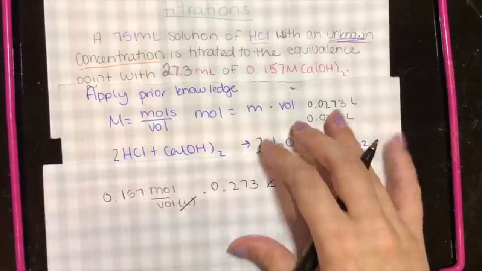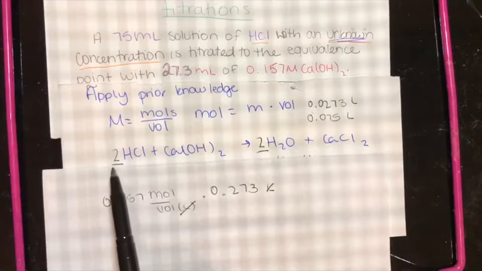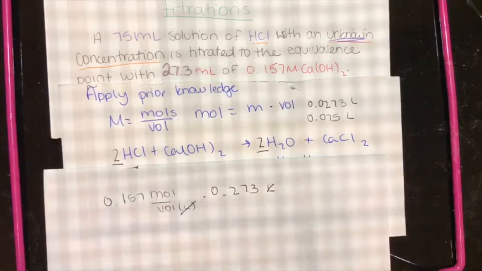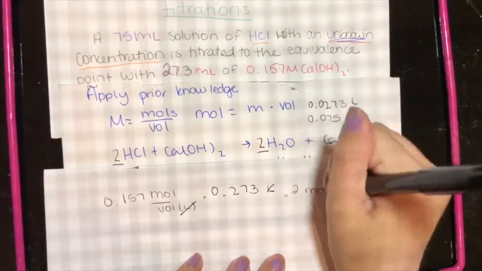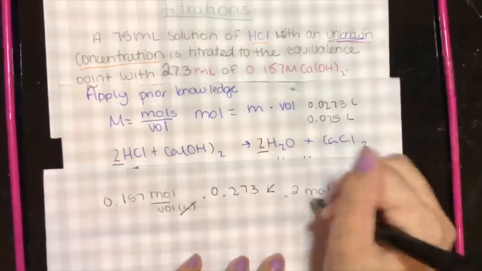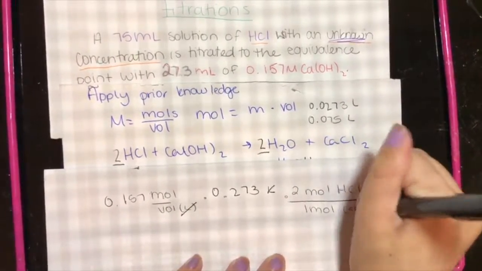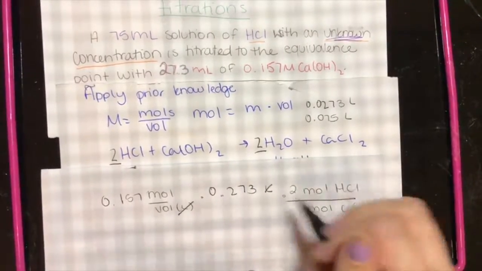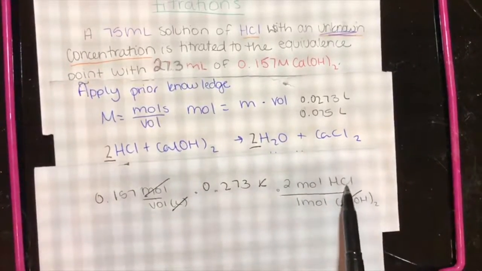Now you're trying to find the moles of the hydrogen chloride solution. So you look over here and you see that you have 2 moles of hydrogen chloride and only 1 mole of calcium hydroxide. So you're going to do times 2 mole HCl all over 1 mole Ca(OH)2. And this will leave you with your moles of hydrogen chloride.